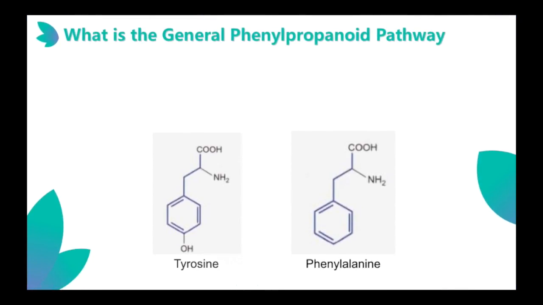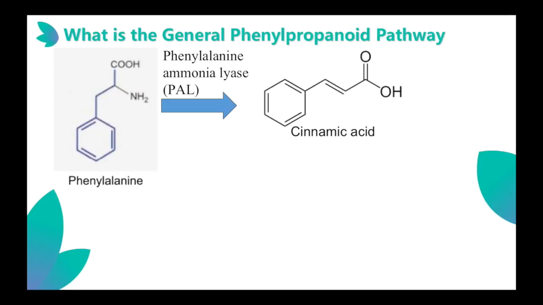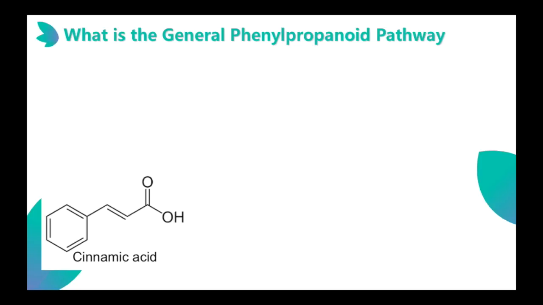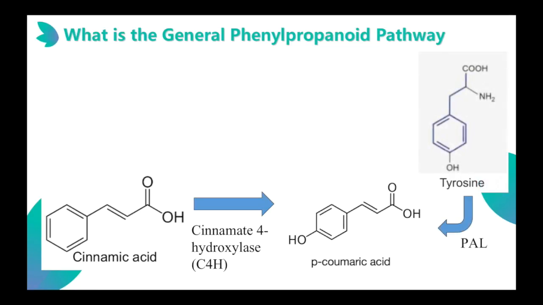So, how does the general phenylpropanoid pathway work? The pathway will start from phenylalanine. Phenylalanine can be obtained from the shikimate pathway, so can tyrosine. Then the phenylalanine can be converted to cinnamic acid by PAL. The cinnamic acid will continue to be catalyzed by C4H to form p-coumaric acid. Moreover, tyrosine can convert to p-coumaric acid through PAL.